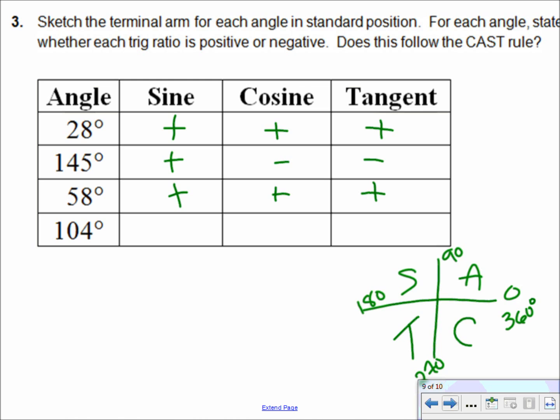And 104, which quadrant is it in? Sine. I don't know why the answers here are the same, but if it was here, what would only be positive? Cosine. If it was here, what would only be positive? Here, tan. Okay?